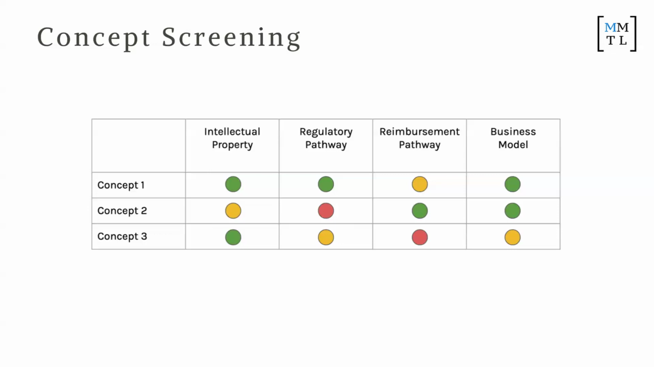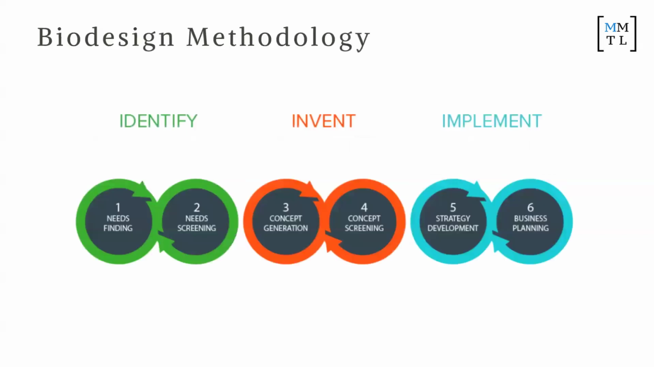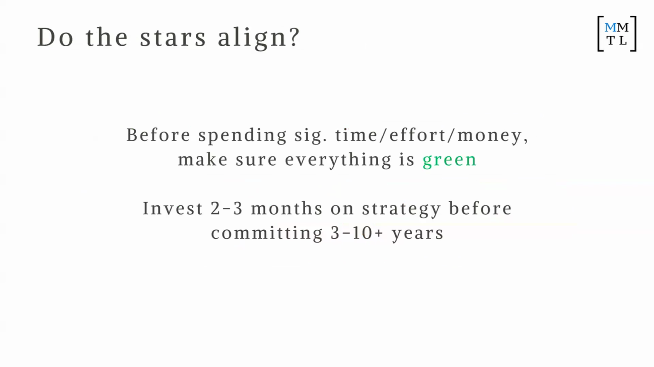Then finally, do you have a reliable business model? So is there a way to actually capture the value that you create for people who use your device? All right, and then the final step is implement. So implement essentially just asks one key question, which is, do the stars align for you, right? So before spending any significant time, effort, or money, which is months or on the order of tens of thousands of dollars, you want to make sure that everything is green, right?